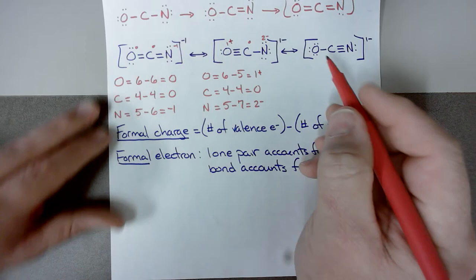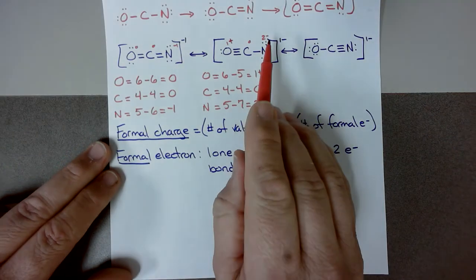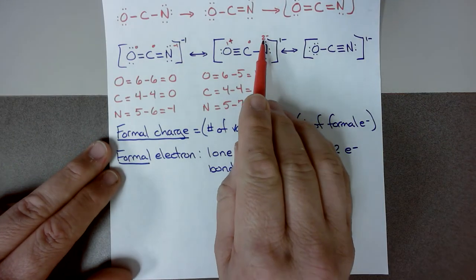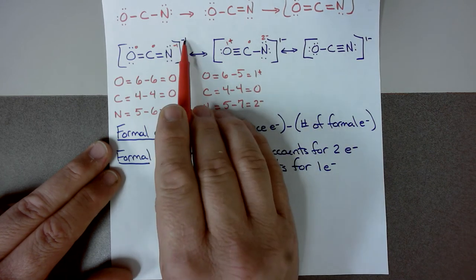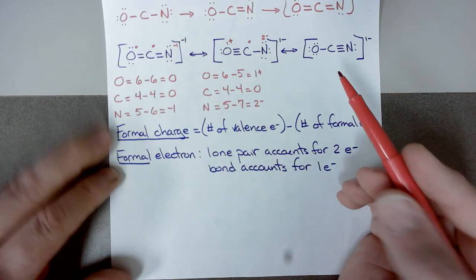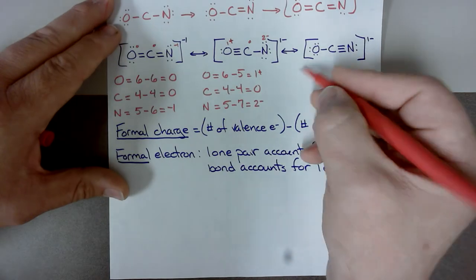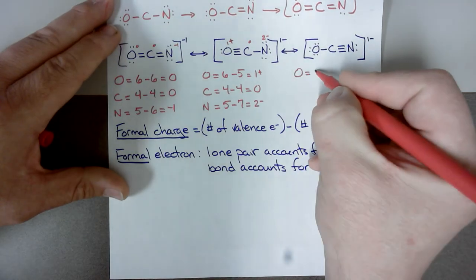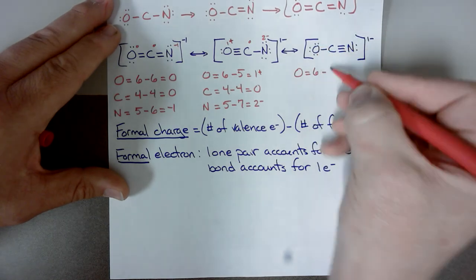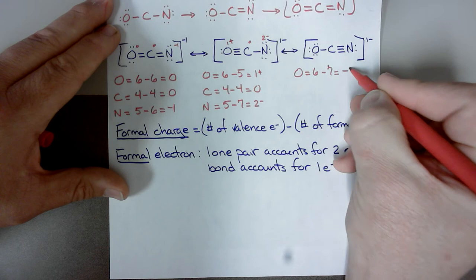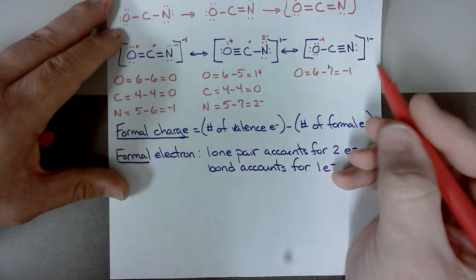The reason I caught that is because this 2 minus and 1 plus has to come out to be 1 minus. So this 1 minus matches this 1 minus over here. Then we do the formal charge for this last one. So the oxygen is equal to 6 valence electrons minus 1, 2, 3, 4, 5, 6, 7. So that's a negative 1, or 1 minus.